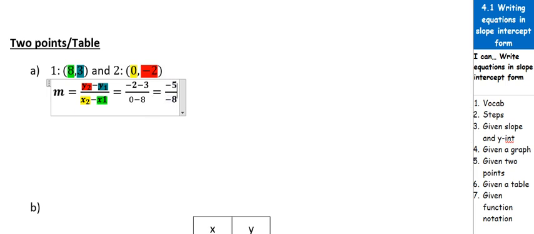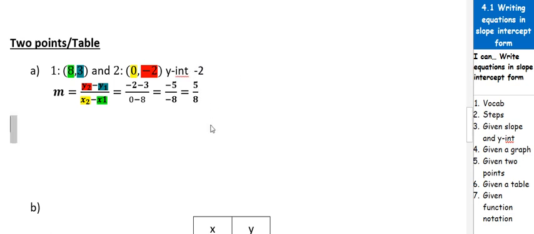I can't reduce my fraction 5/8. There's no number that goes into 5 and 8. But I can get rid of the negatives because there's 2 of them. So that reduces to just a positive 5 divided by 8. This got me my slope, but I still need to find my y-int. My y-intercept for this one, all we have to do to find the y-intercept is look for an x value of 0. Is that 0? No. Is this 0? Yes. So my y-int is -2.